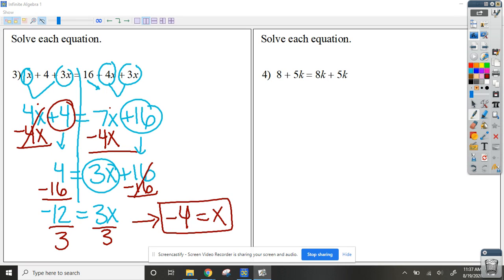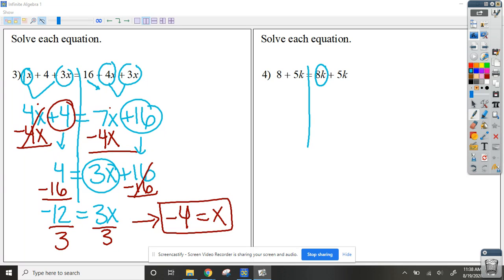So remember, if you can combine like terms, combine like terms. If there are parentheses, be sure to distribute. So let's try one more together. Number 4, 8 plus 5k equals 8k plus 5k. So this is another one where we have to combine like terms first. So if you look at your left side, I have 8 plus 5k. There's nothing to combine. Let's look at the right side.